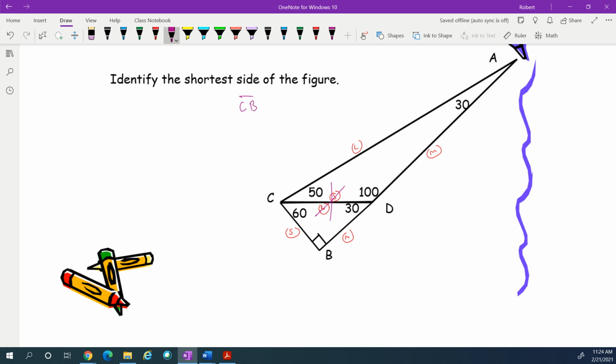Okay, so inequalities among the angles and sides of a triangle and even of a figure made up of multiple triangles. All right, let's do some practice with it and we'll come back to more inequality work.